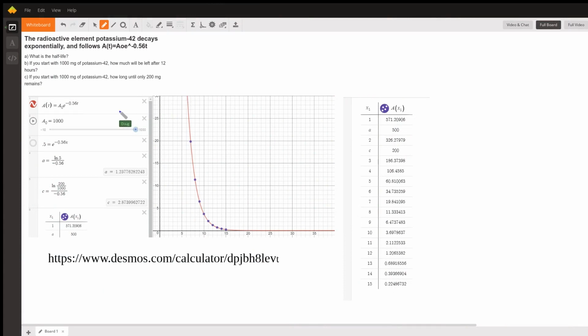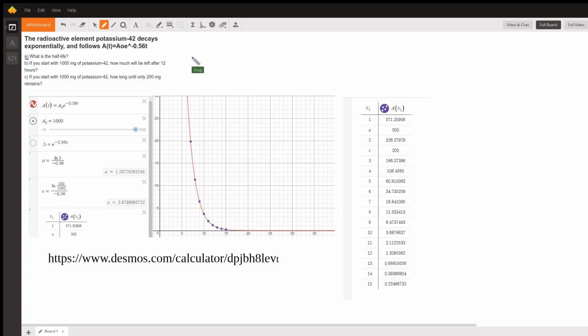Okay, I've graphed this exponential decay function on Desmos. That's this red graph right here. And I've set a sub 0 equal to 1,000, which comes into play for parts B and C. But for part A, it really doesn't matter what a sub 0 is, because when you're asked for the half-life, you want to know when half of what you started with is left over.